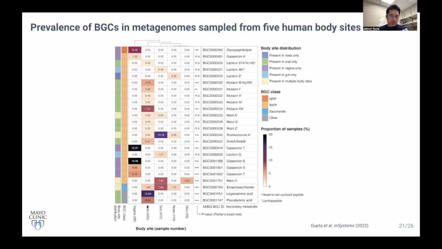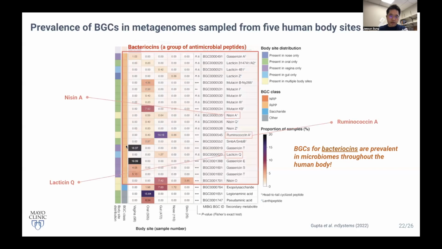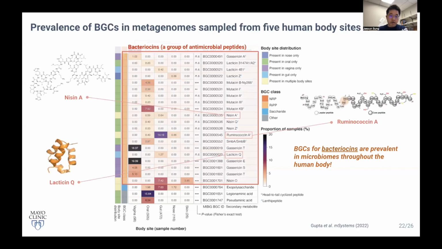Now, I want to bring attention to these BGCs here marked in orange. And these BGCs encode for bacteriocins, or a group of antimicrobials. And hence, we see that BGCs for bacteriocins are prevalent in microbiomes throughout the human body, confirming what other researchers have previously seen, that microbes of any complex community basically make a ton of antibiotics depending on nutrient or space availability, and that these antibiotics have a lot to do with governing ecological stability.